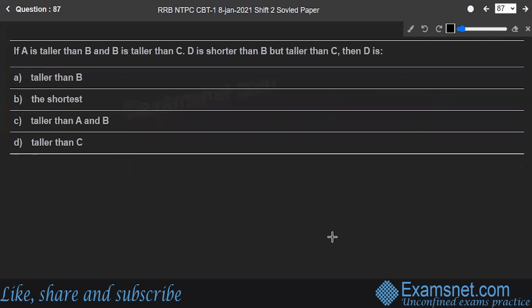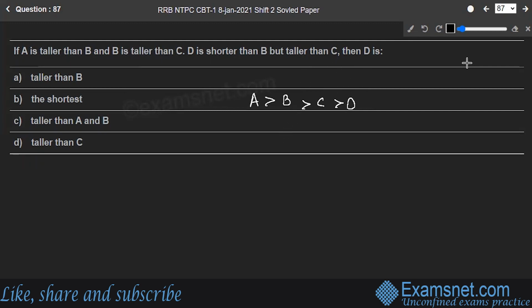Next is question number 87. It says if A is taller than B and B is taller than C, D is shorter than B, taller than C, then D is. Let's make it. So first thing, A is taller than B. B is taller than C. D is shorter than B. D is shorter than B but taller than C. So that means D will be here. Simple as that.